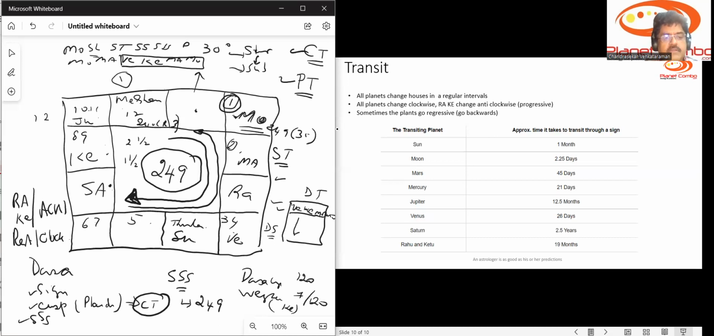You will find that when major planets move, and by major planets I mean Saturn, Jupiter, Rahu, Ketu, and I would also include Mars to a certain extent, and the Sun to a lesser extent, but Mars is definitely there, these planets, when they move, have a very, very high impact on the chart. The reason is that these are all slow-moving planets. Saturn changes every 2.5 years. Ketu changes every 19 months.